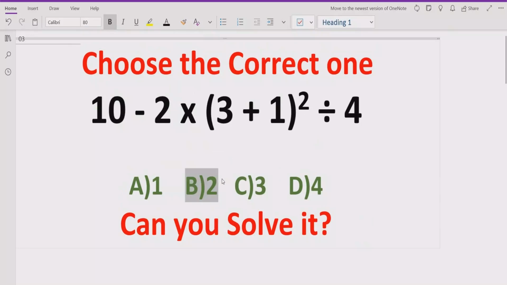So I hope you understand how you can solve the given expression using the PEMDAS and BODMAS method and find out the correct answer. So that's it for today.